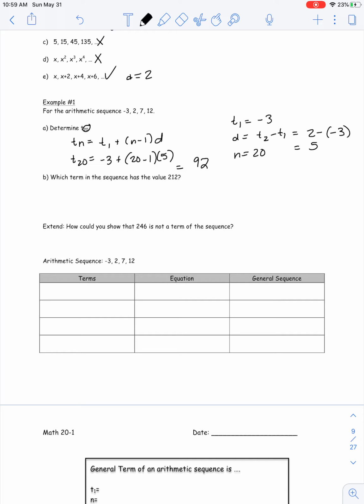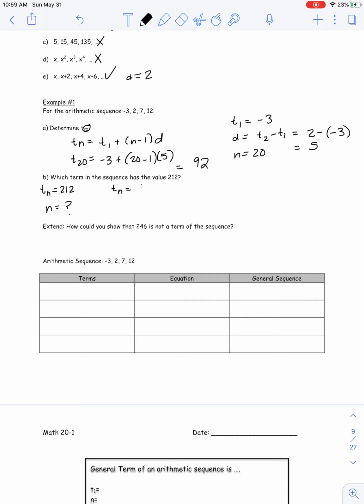Now they're saying, which term of the sequence has the value of 212? Well, that's our general term. They're saying this is what's in the spot, and they want to know what spot it is. So we don't know our n value, so we're going to solve for that.